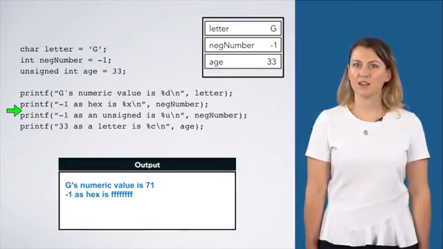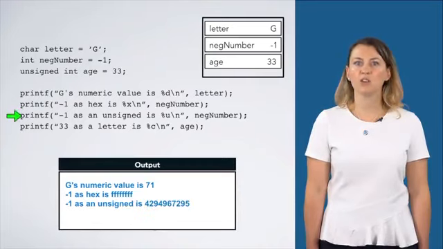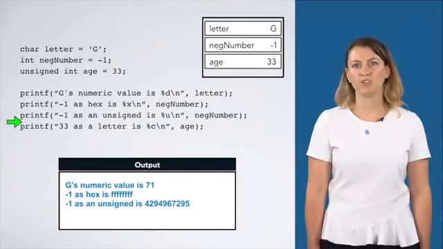But we are passing in neg number, so what will happen? Remember that everything is just a bunch of bits to the computer. If you take the binary representation of -1, which is 32 ones, and interpret it as an unsigned 32-bit integer, you get the largest possible 32-bit unsigned integer, which is about 4.2 billion.